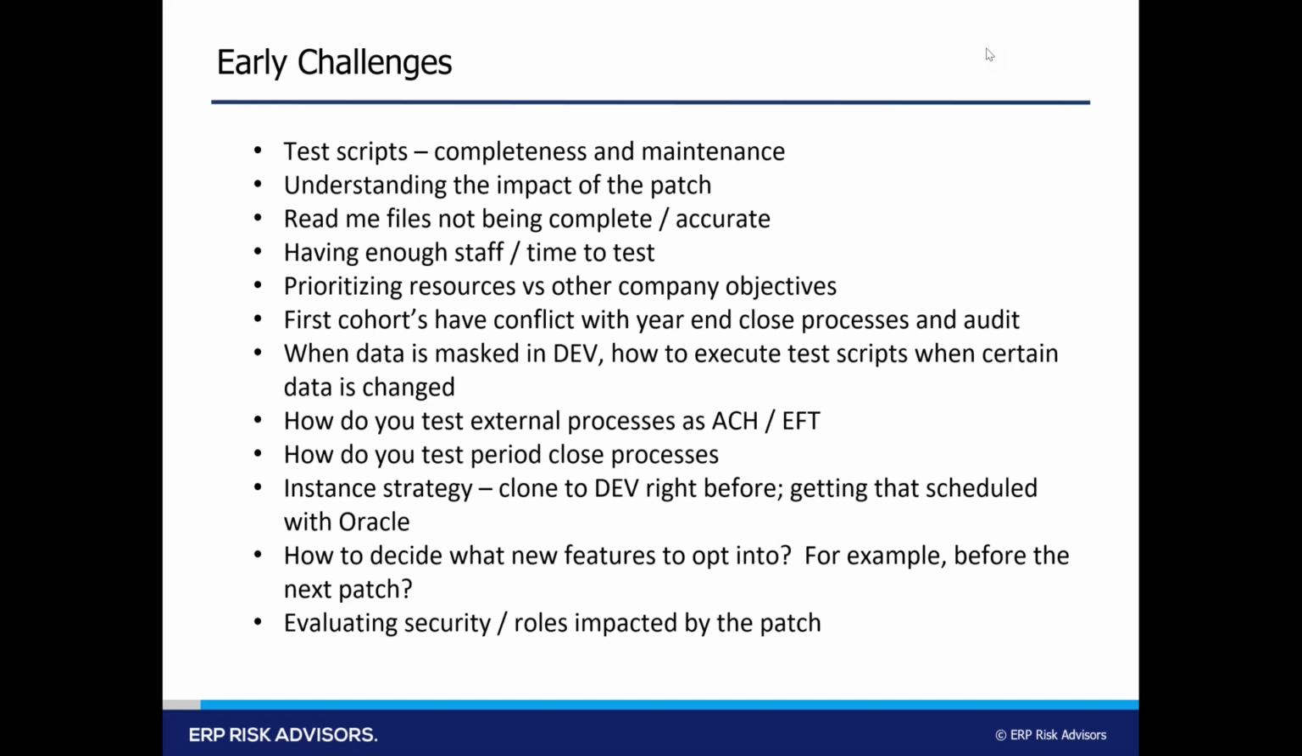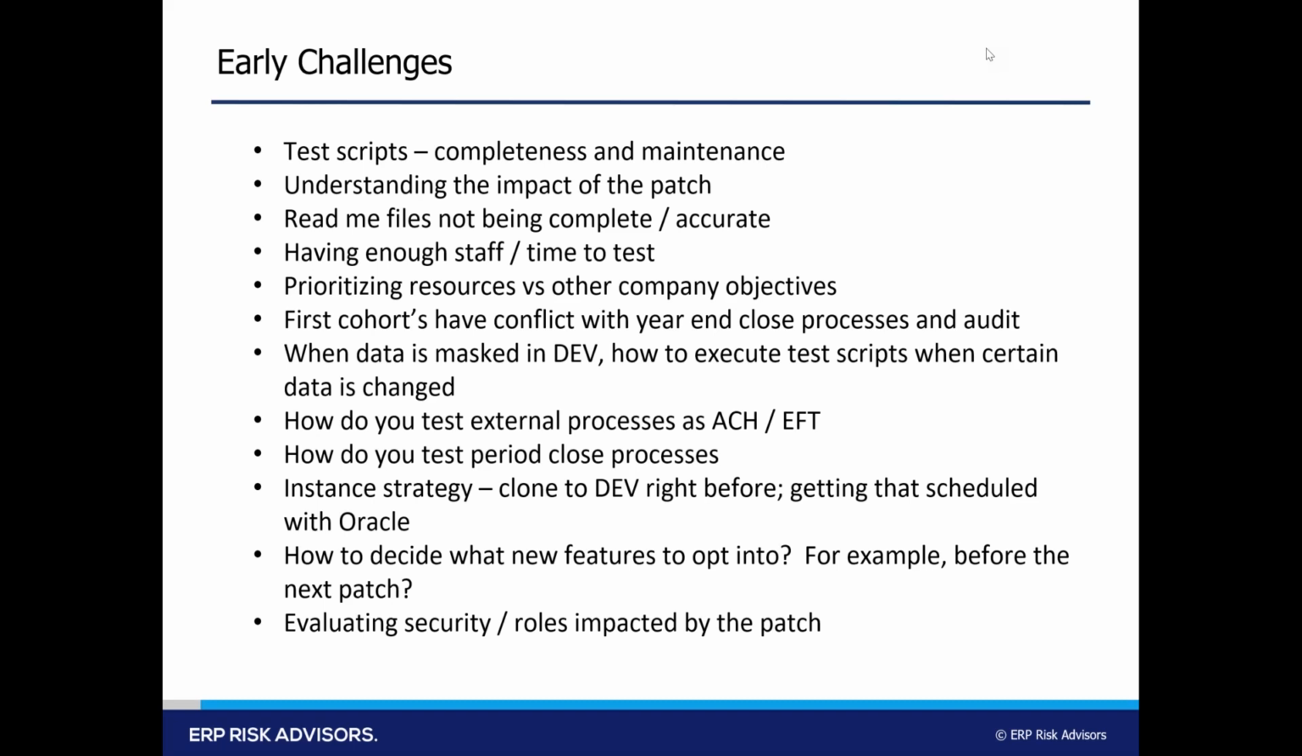README files are often not complete. Sometimes they're not accurate. The challenge really is just to align your staffing resources internally and prioritize those with other company objectives. So this has to be the priority for everybody that's involved. It's the functional end users that are testing the applications, reconfirming that there's been no degradation of the functionality, or that everything's working effectively. So a big part of it is having staff and time to test and prioritizing those versus other objectives.